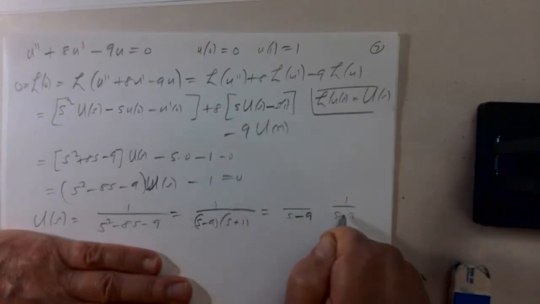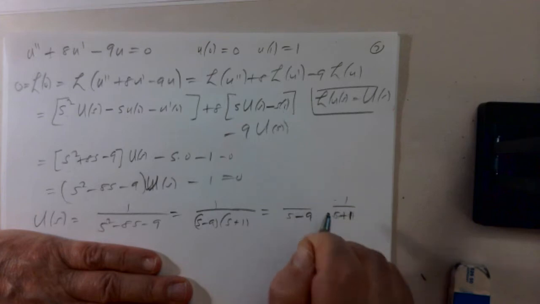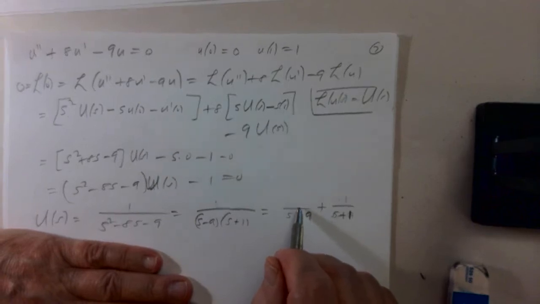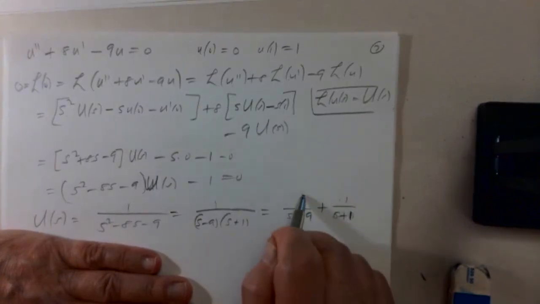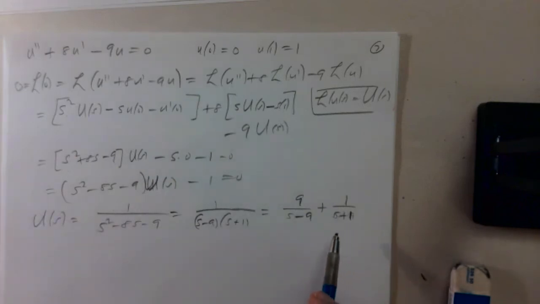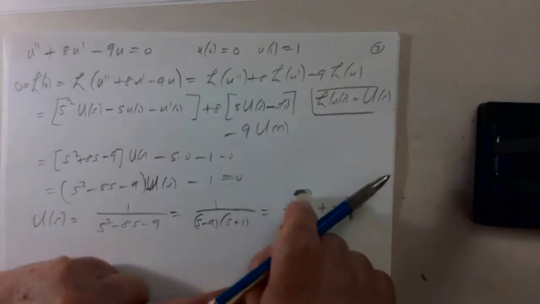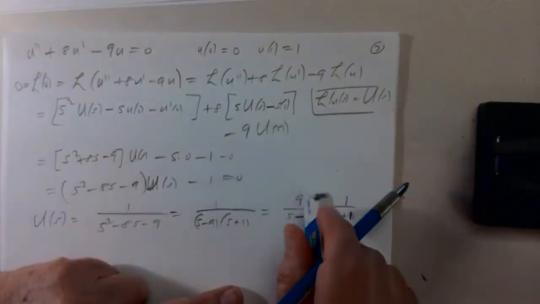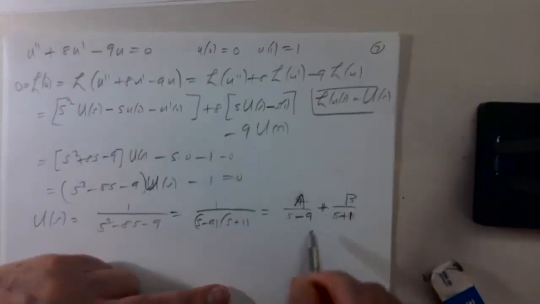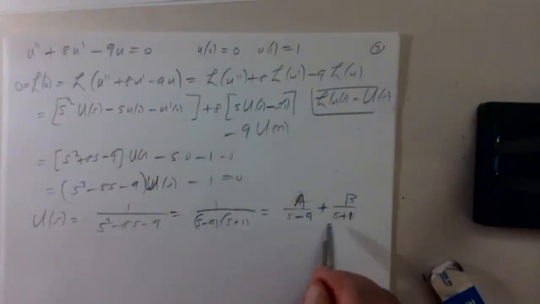S minus 9, s plus 1. And if I make this 1, if I make this 9 and this 1, I think... does this work? Let's see. Oops, that's not right. Well, let me just work it out. This is going to be a over s minus 9 plus b over s plus 1.